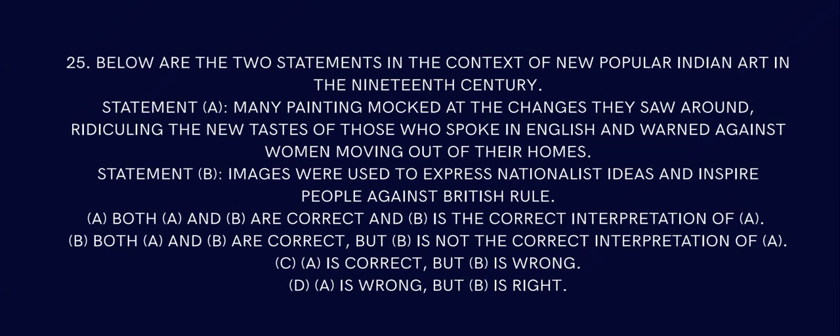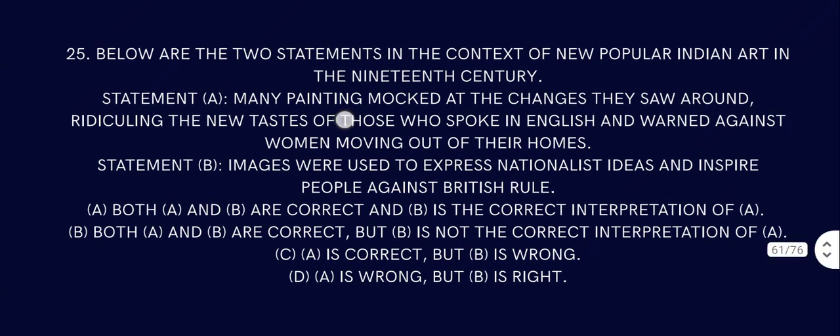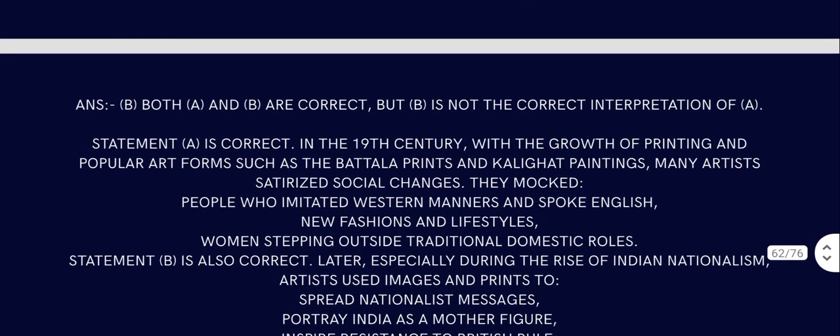Both A and B are correct, and B is the correct interpretation of A. Both A and B are correct, and B is not the correct interpretation of A. A is correct, B is wrong, A is wrong, B is correct. So the answer is what? Both A and B are correct, but B is not the correct interpretation of A.